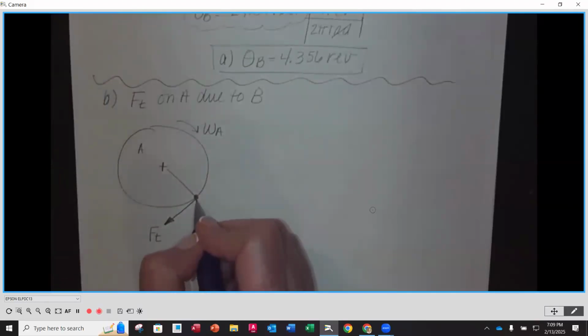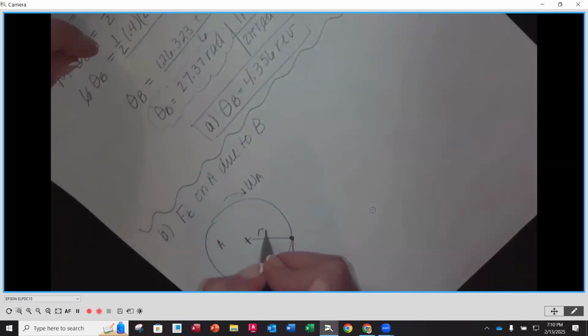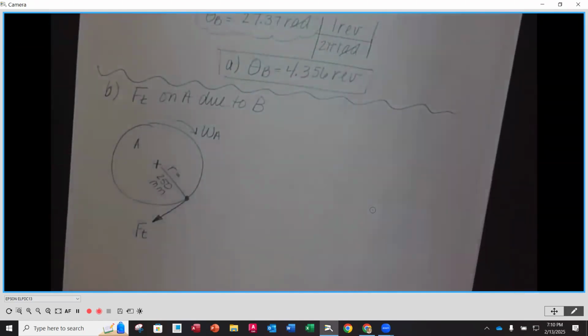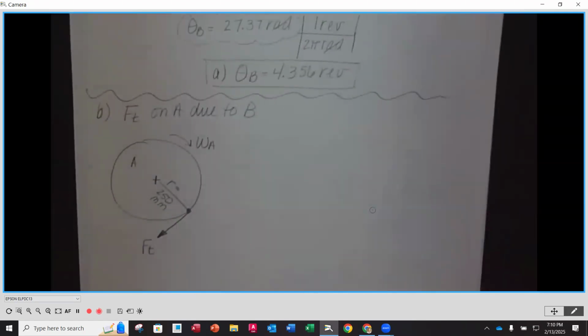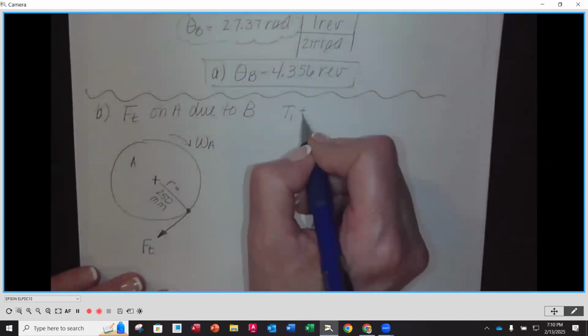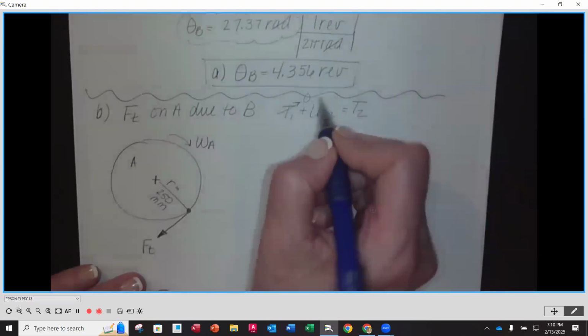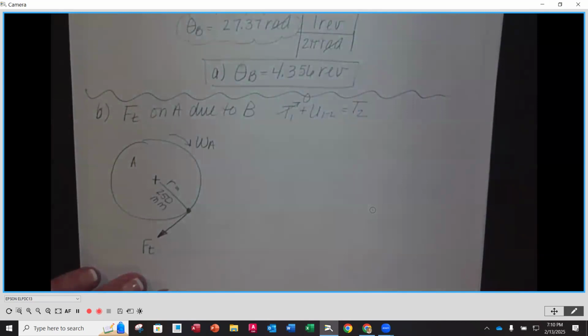And this is the force that's actually going to push on A to get it to rotate on each one of those gear teeth. So we know that this radius here is 250 millimeters, right? Okay. So we're going to use the work energy theorem again. T1 plus U1 to 2 is equal to T2. We know that we're starting from rest, so T1 is going to be equal to 0.